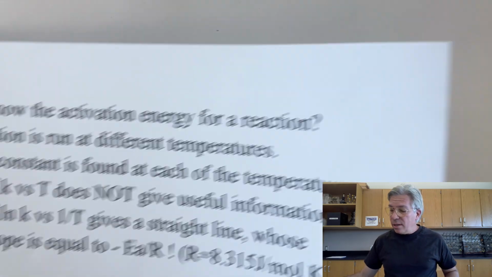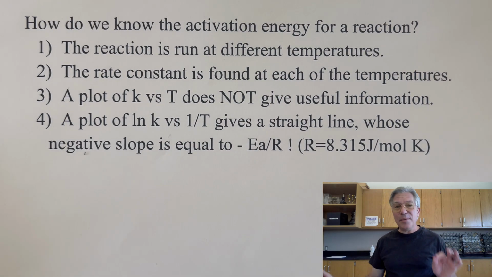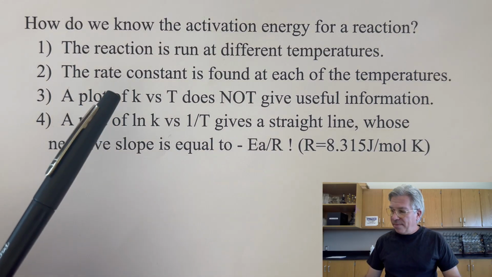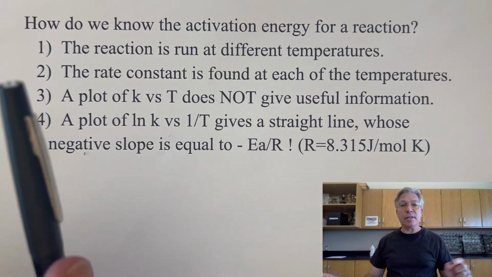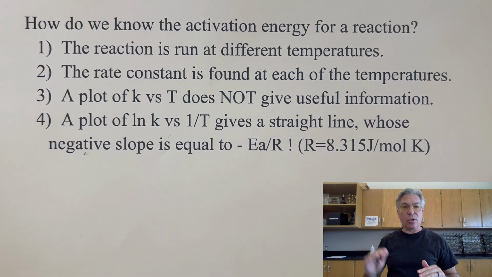So how do we use this? Say I have a reaction. I want to know its activation energy. So here's what we do. We run the reaction at a few different temperatures. Do the same thing, same concentration, same everything, and just raise the temperature or lower the temperature, and we get a range. And what happens is the rate constants change depending on the temperature.